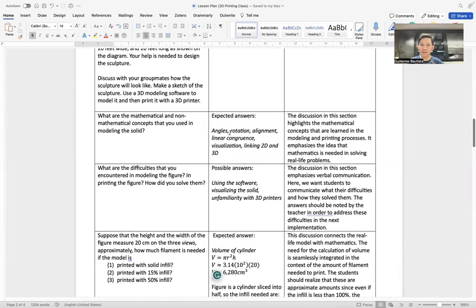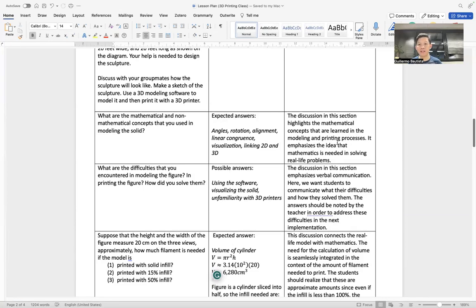Of course, they will use angles. Angles are for slicing the cylinder. They will use rotation, maybe to rotate the plane about a line so that they can slice the cylinder. Linear congruence: they should be able to see that the length, the width, and the height are congruent, and linking 2D and 3D. This is more on visualization. As you can see here, the discussion highlights the mathematical concepts that are learned in the modeling and printing processes.